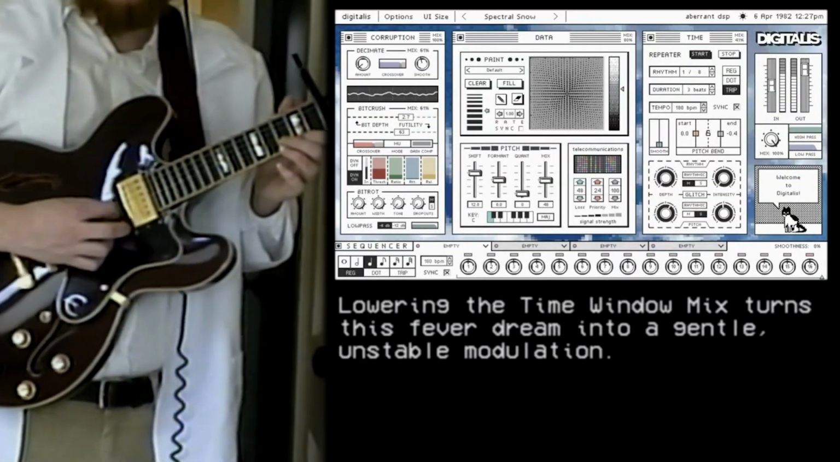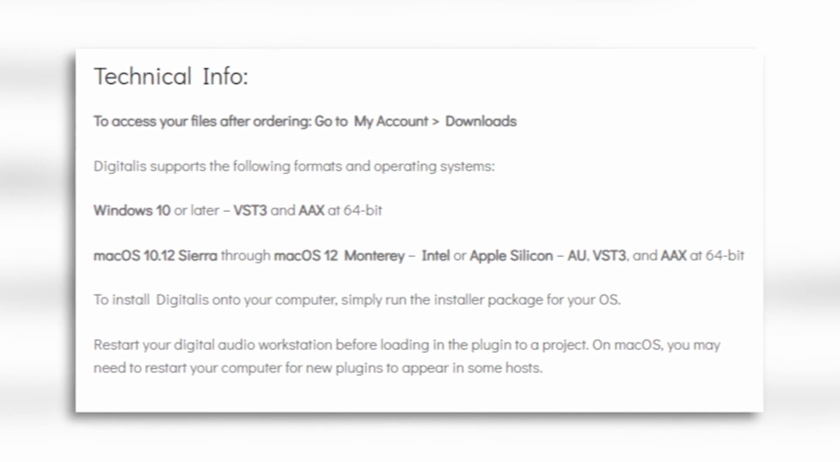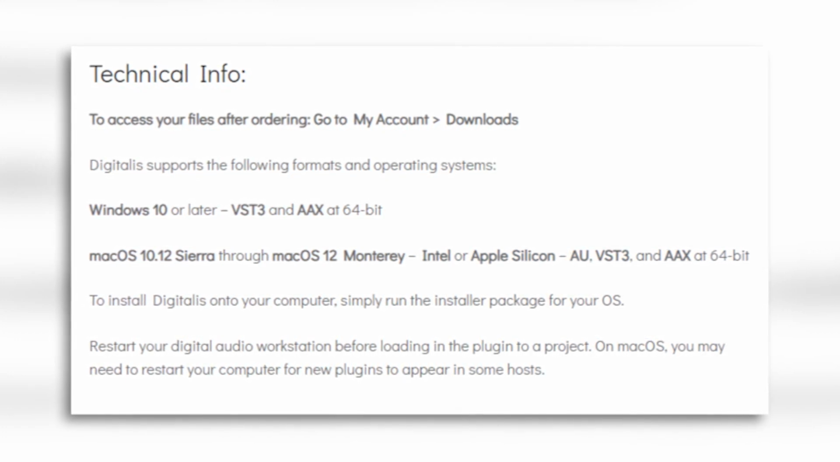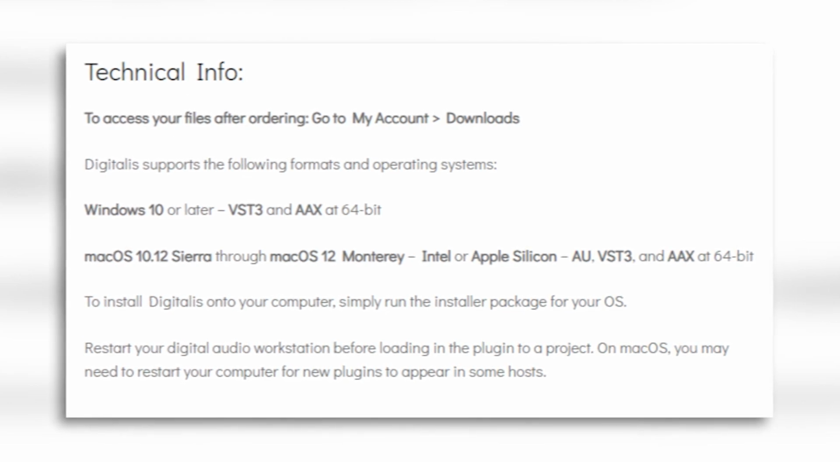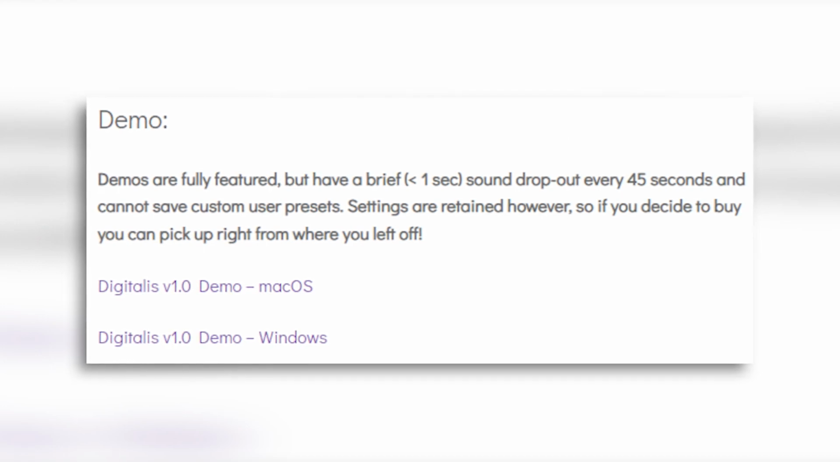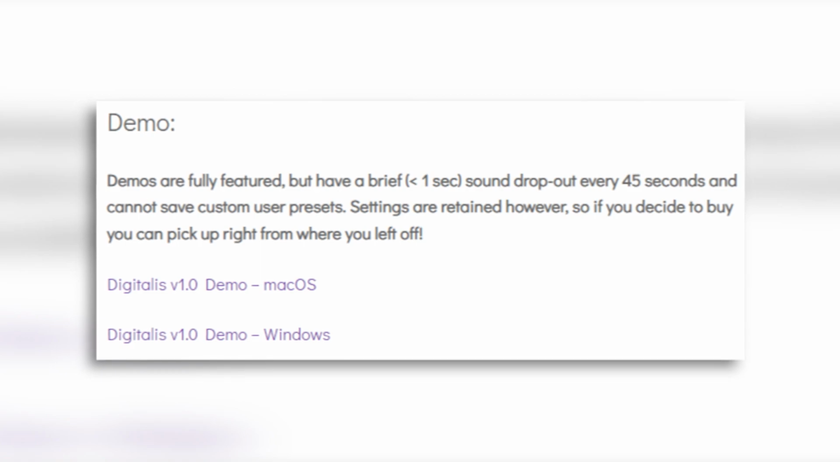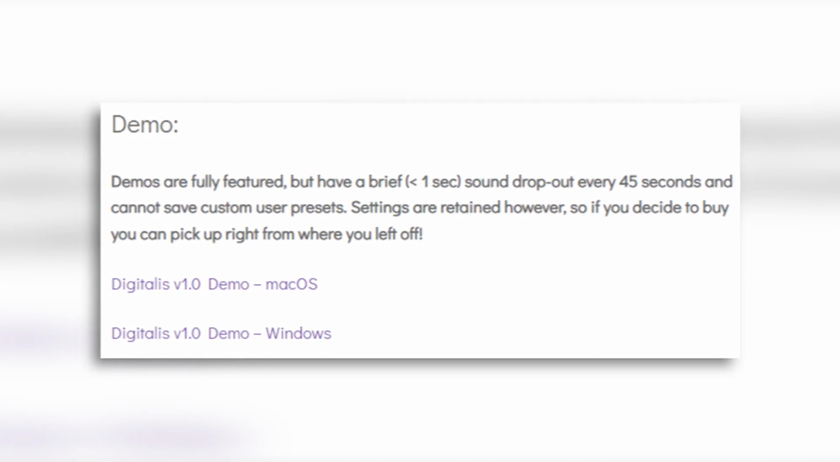And it's got 98 presets for Windows 10 or later, Mac OS 10.12 Sierra, and it comes in VST3 or AAX or AU for 64-bit, obviously. You can get this plugin for $20. It has a free trial, and the trial features a random dropout of audio, and you can't save custom patches, which I think is a pretty good way to do trials, in my opinion.